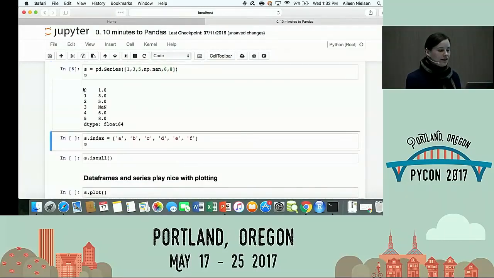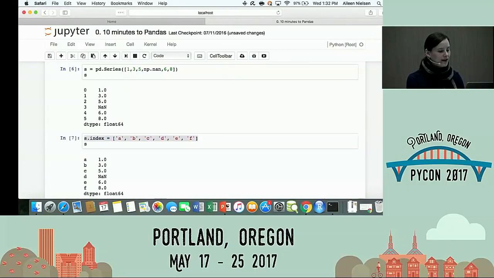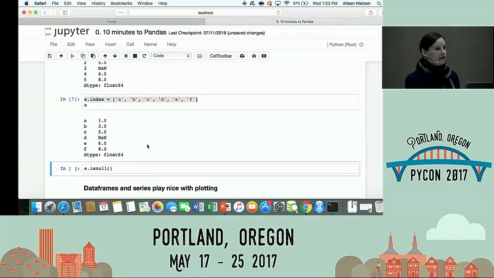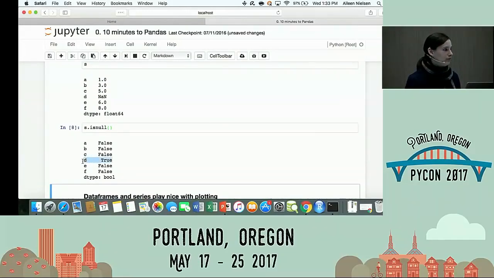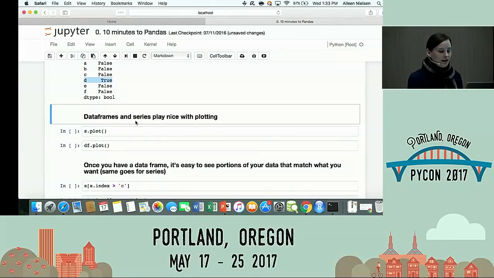You'll notice here my series is indexed just 0 to 5, but maybe I don't like that index and I want to change it. I can just directly assign to my index like this and rename the indices, as it were. I can also easily detect where I have not a number style of data. Data frames and series also play nice with plotting.